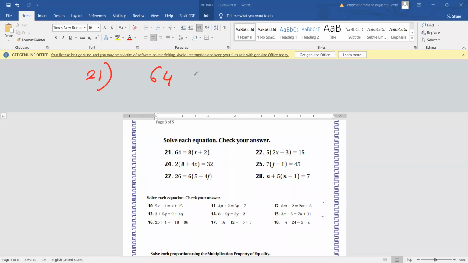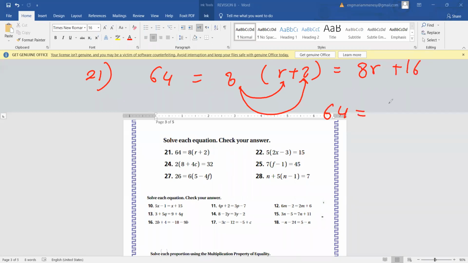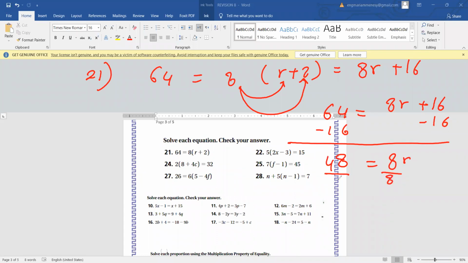Okay. I'll multiply. Multiply 8 here, then multiply 8 here. It will be 8r plus 16. Then 64 equals 8r plus 16. Solve. Minus 16, minus 16. Divide by 8. Then 12b.